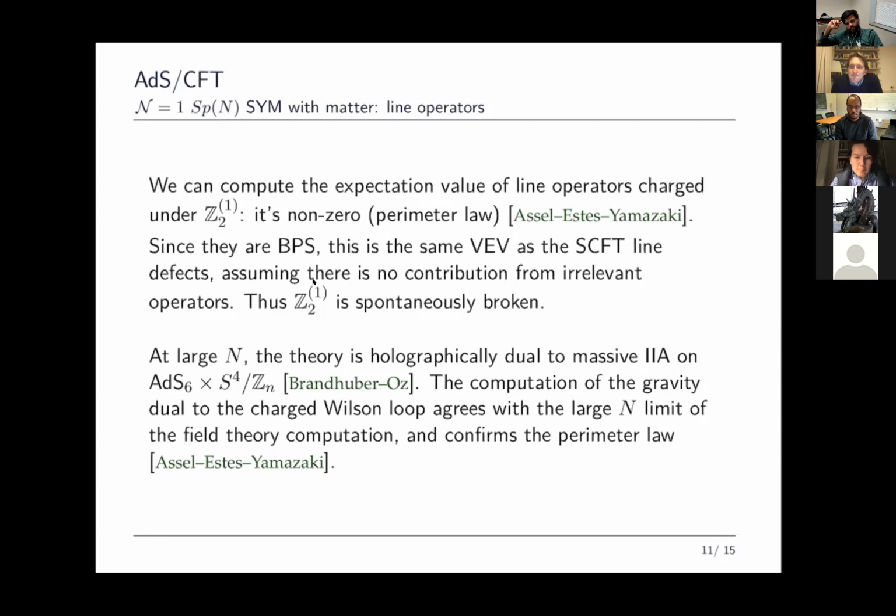Yes, indeed. So I would like to know the answer. I'm currently thinking about it. Okay, I'd be curious to discuss more.